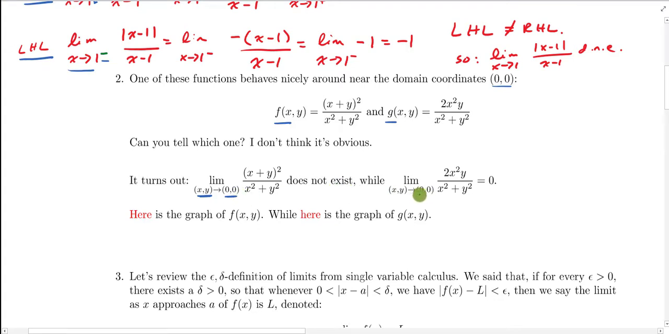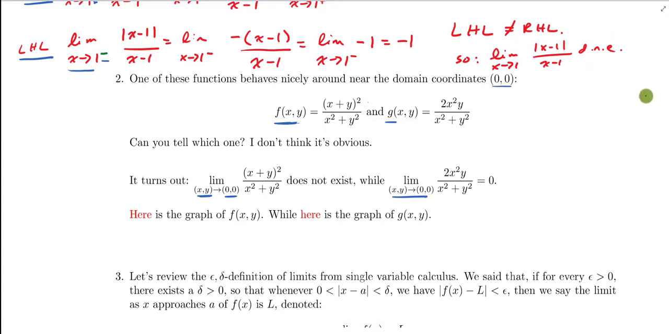I don't think it's entirely clear which of these two limits is going to end up existing. It turns out that the limit of f(x, y) does not exist at the origin, (0, 0), whereas the limit of g(x, y) does exist at the origin, and it turns out to be 0. And I don't think there's anything you can see from this right off the bat that would let you notice that.